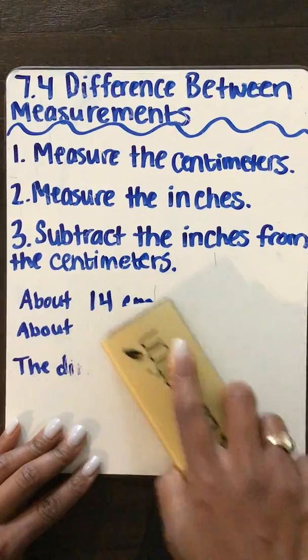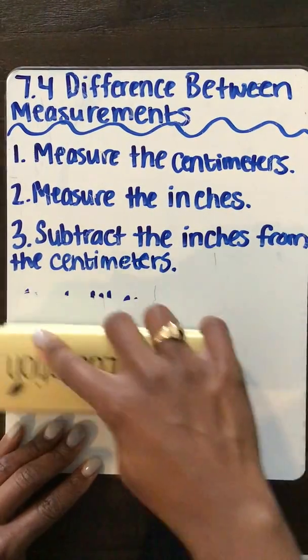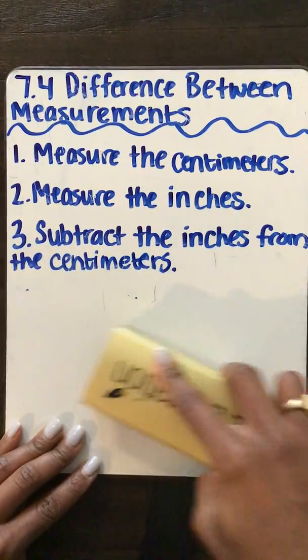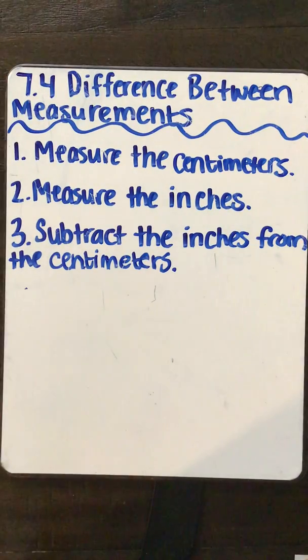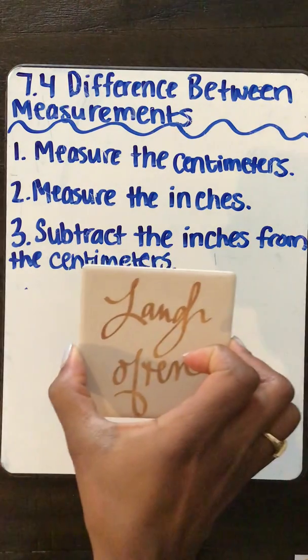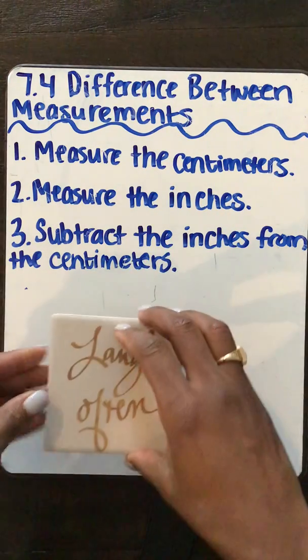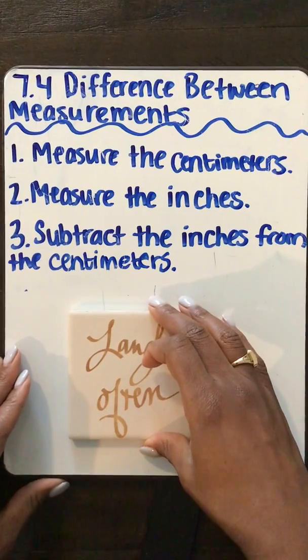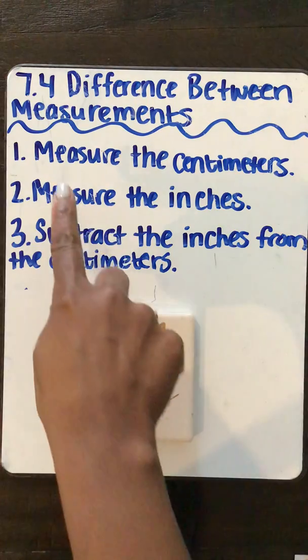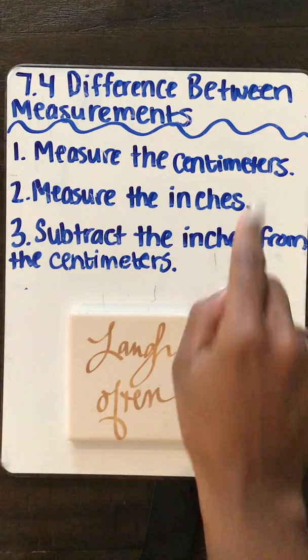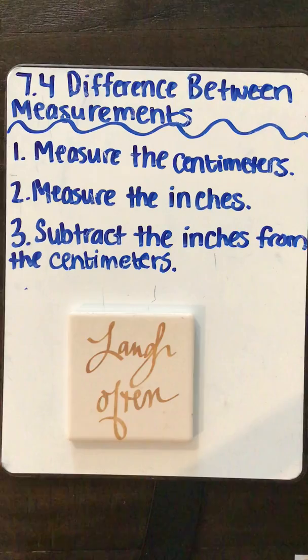I'm going to erase this here. This time I want you to kind of walk me through the steps. So let's say I want to measure this coaster here. So I have my coaster. What is step 1? Measure the centimeters. Very good.